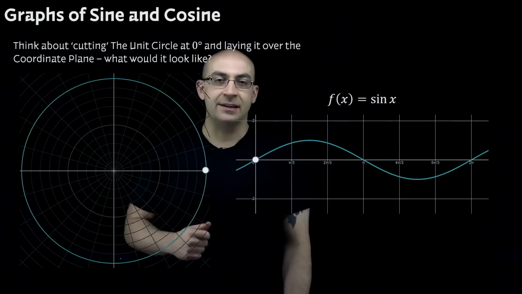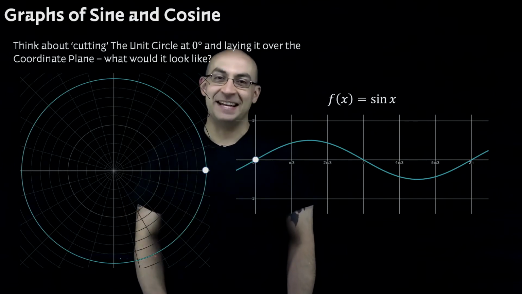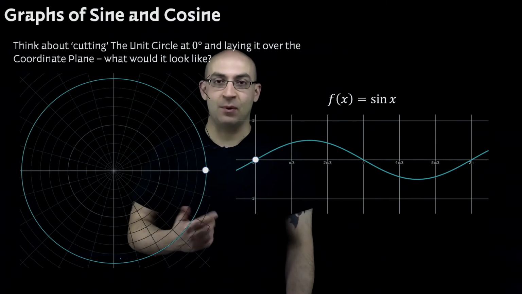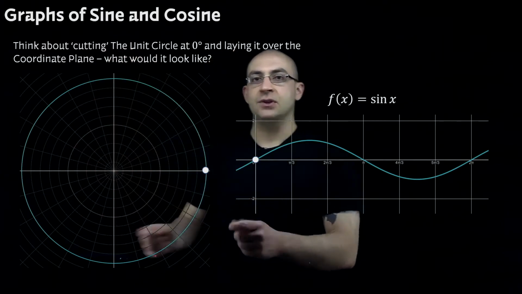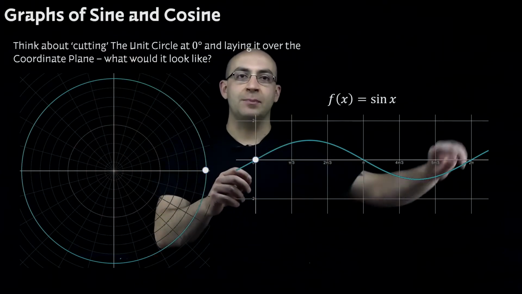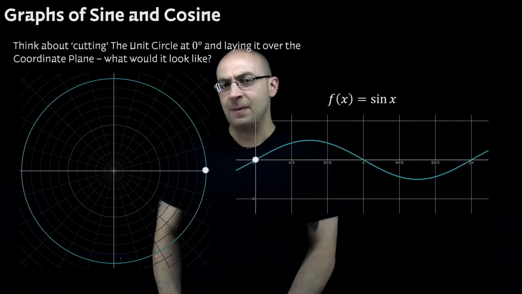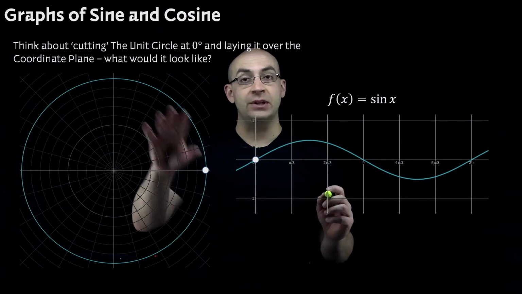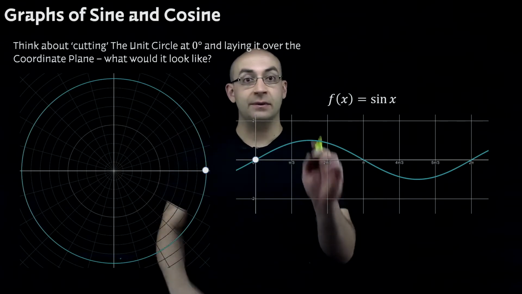f of x, obviously. You could just say y, but that's elementary stuff. So what we have here is this dot and that dot are exactly the same point. If I were to unravel this unit circle, it would go along the coordinate plane in this fashion. Now, it might be a little bit difficult to see, but every point that we know of sine on the unit circle is on this graph.